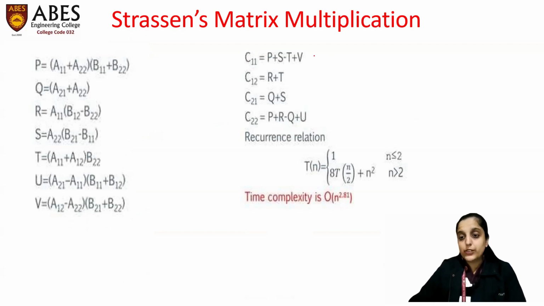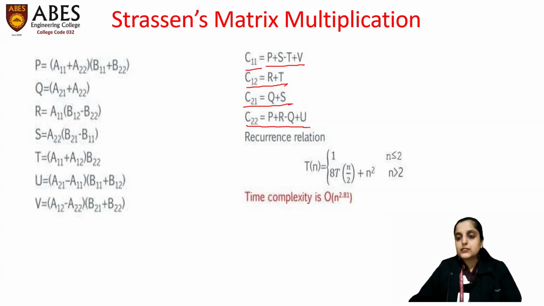Like in the previous slide, in the previous approach, C11 is A11 into B11 plus A12 into B21. But here C11 is equal to P plus S minus T plus V. C12 is R plus T. C21 is Q plus S. And C22 is P plus R minus Q plus U. So these are the basic formulas that you have to apply in order to solve questions on Strassen's matrix multiplication.